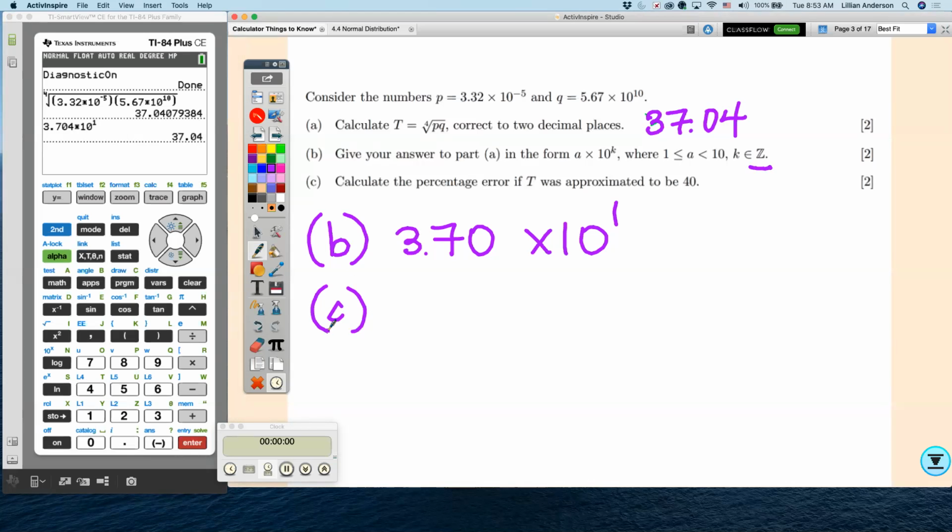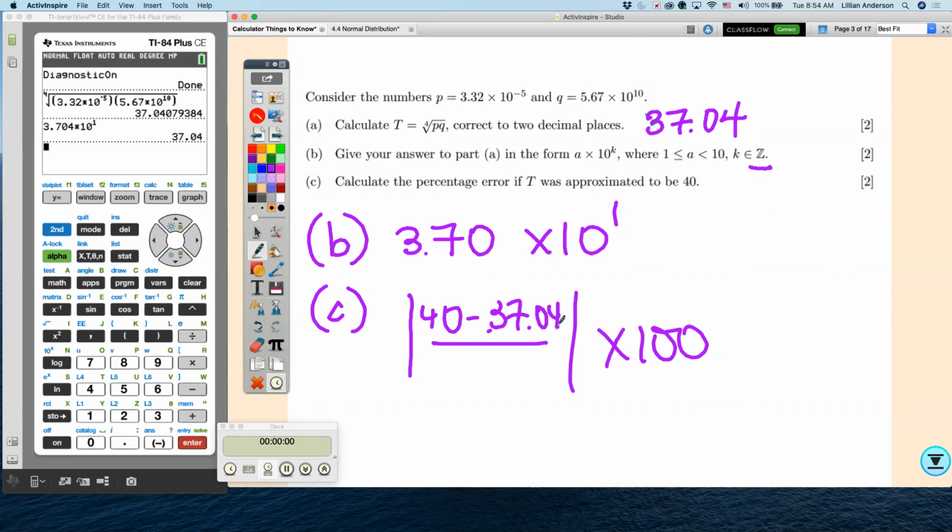Part C was pretty straightforward. Percentage error, all you have to do is follow the formula that's in your reference booklet that says what, somebody online? Somebody different, because Michaela gave you the answer to A. The absolute value of VA minus VE over VE times 100, where VA stands for the approximate and VE is the exact. So my approximate is going to be 40. My exact is going to be that decimal that's still sitting in my calculator, over the exact.